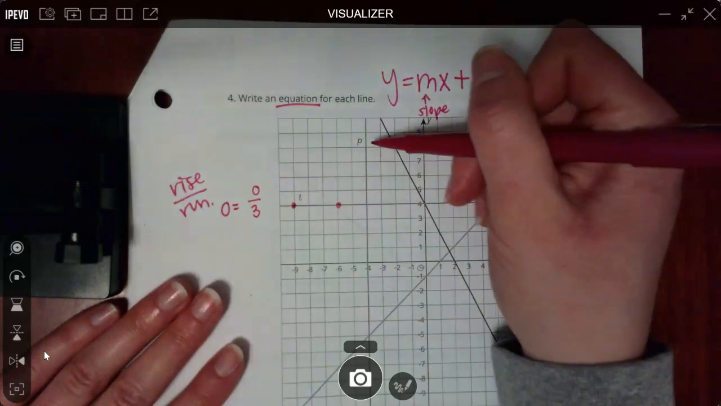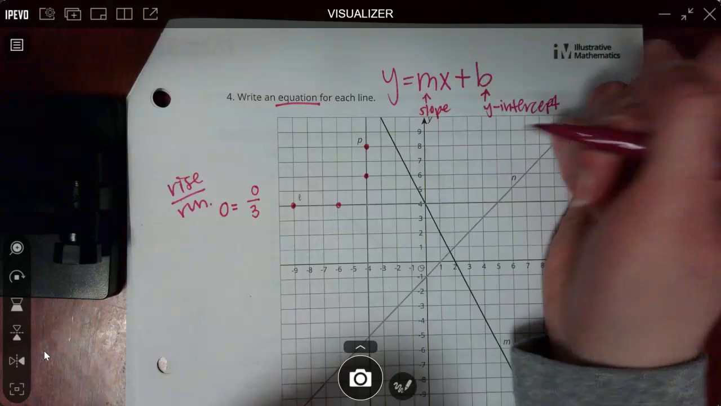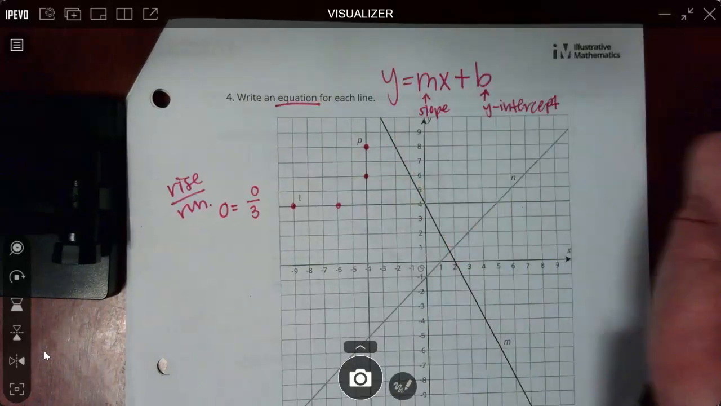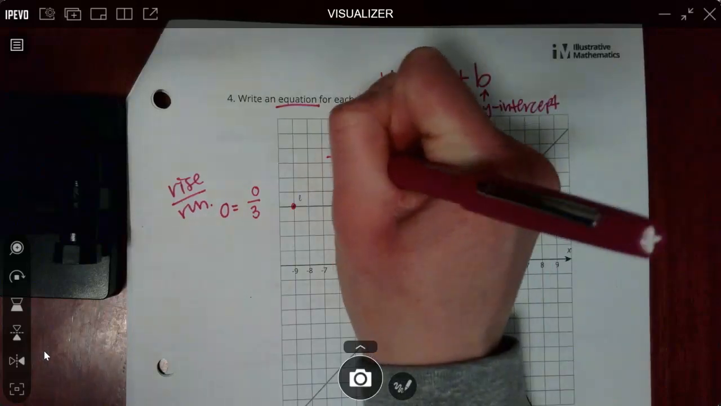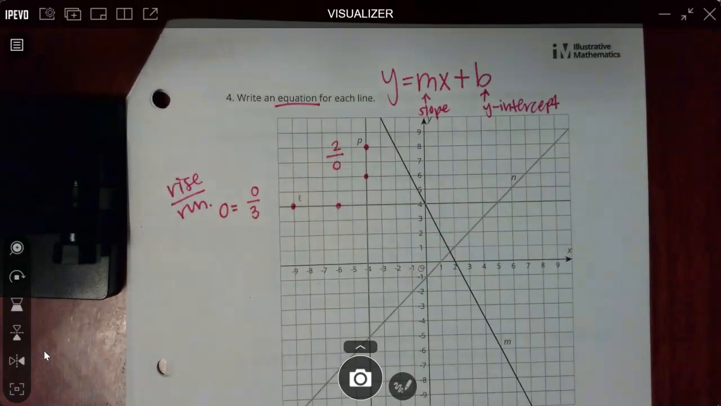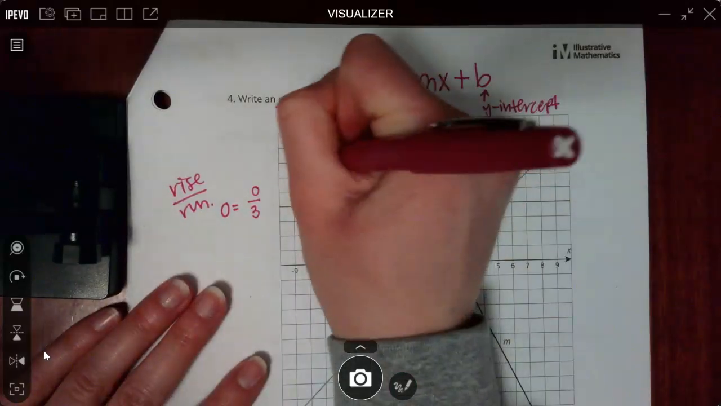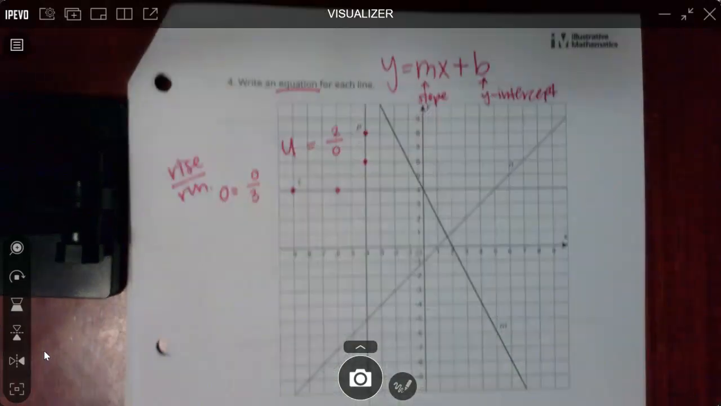Then let's look at P. If I put 2 points on the line, I go up 2, and I don't go over. So in this case, I could say my slope is 2 over 0. If you put that in your calculator, 2 divided by 0, it's undefined. It does not work. But it still is our slope, so I'm going to say it's undefined, U.